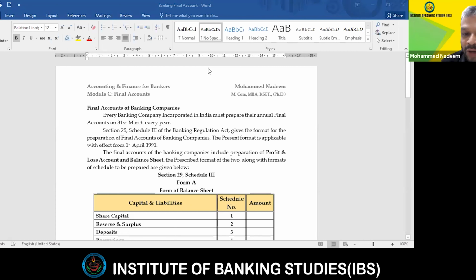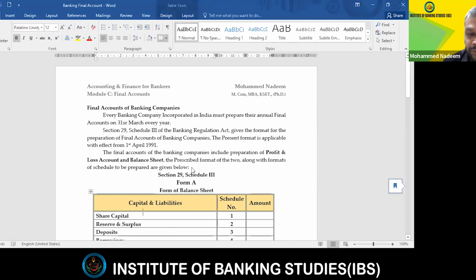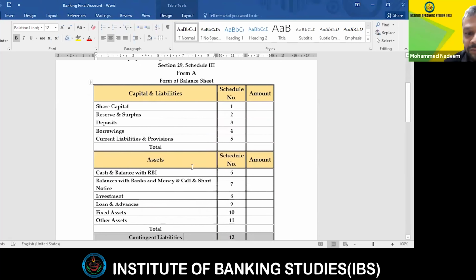So first I'll explain how the balance sheet of your banking company will look. Have you seen your banking company's balance sheet? Yes, sir. It will be something like this, as per Section 29 and Schedule 3, Form A. The form of balance sheet will be like this. In total, 16 schedules are there: 12 we will use in the balance sheet and 4 in the P&L account.